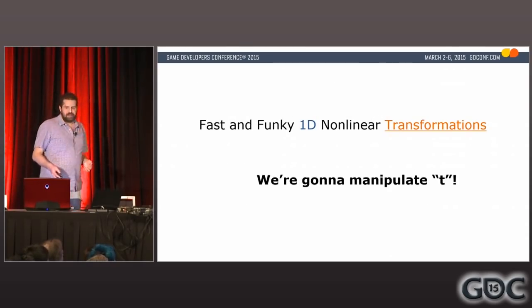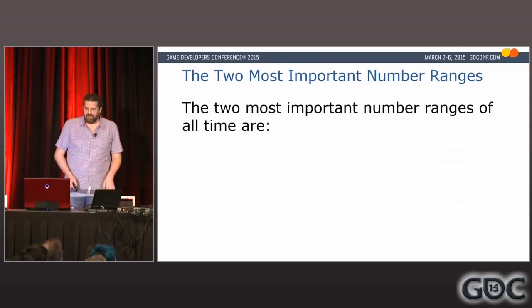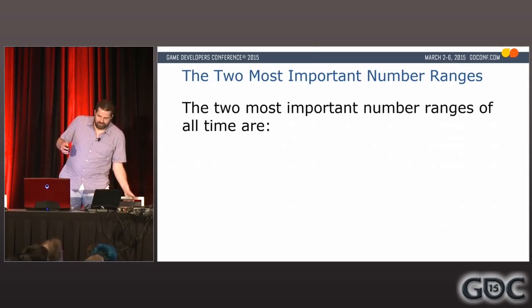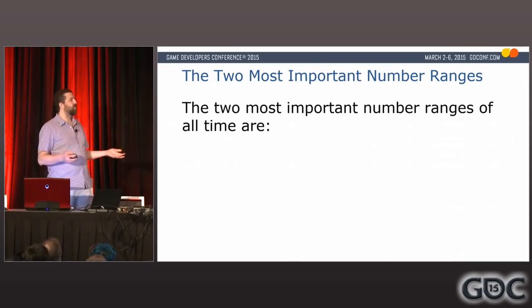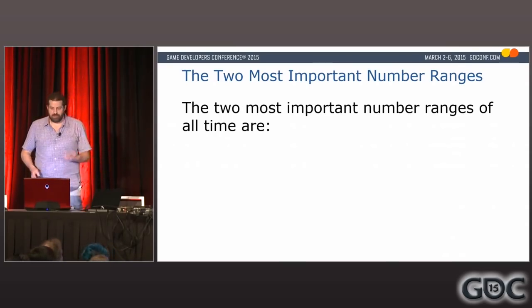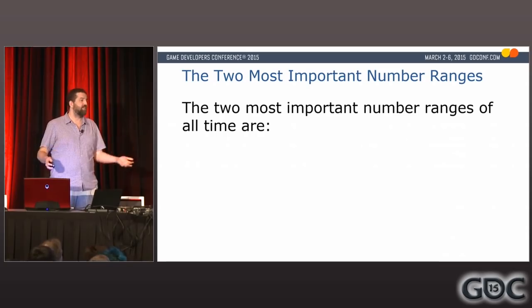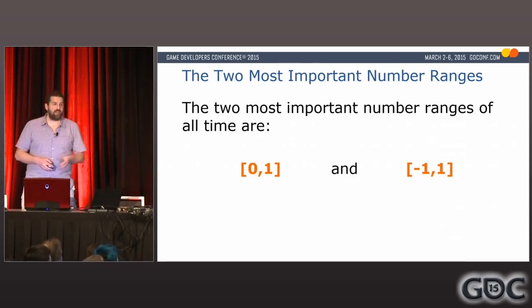Okay, so we're going to be manipulating T. That's the transformations part of this. And so it's fairly self-evident. In computer science and in mathematics in general, there's two number ranges that I would say are the most significant, most important of all time. And that's the number range from 0 to 1 and the range from negative 1 to 1.